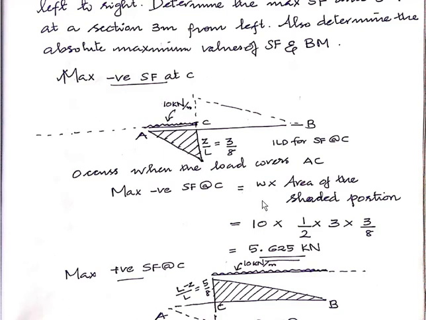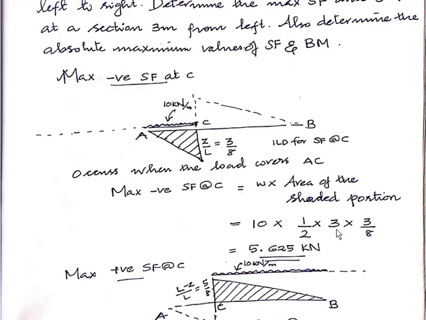So we know that W is 10 kilonewton per meter. So W is 10 here, and the area of the shaded portion is a triangle. So area of this shaded portion is half BH, half into B is 3 meter and H is 3 by 8. So the maximum negative shear force at C is equal to 10 into half BH.